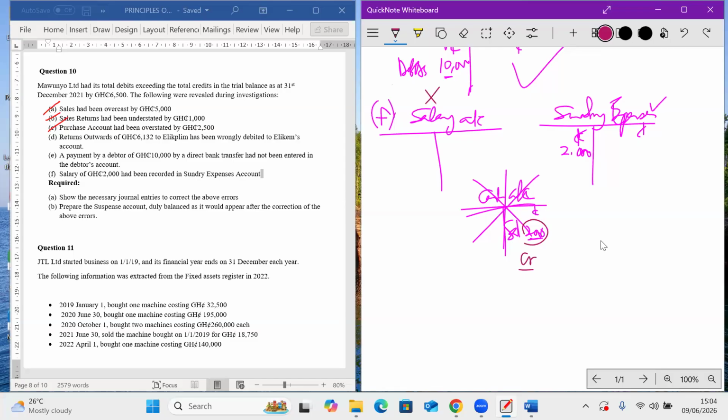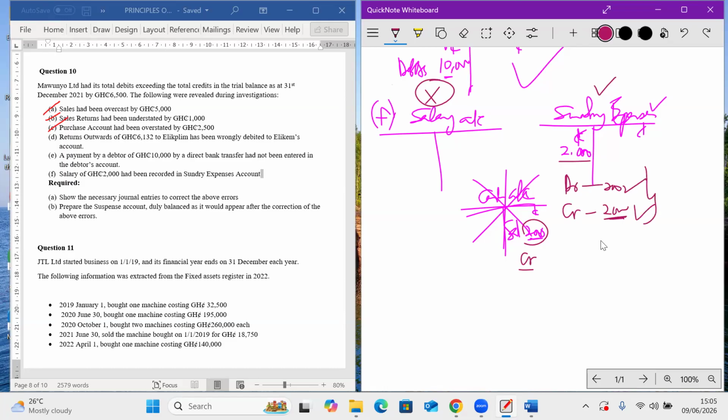Was it in salary? No. Where did they record it? Sundry expenses. Which side of the account did they record in sundry expenses? The debit side. How much? 2,000. Have we fulfilled double entry? Yes. Double entry says debit one account with an amount of money and credit another account with the same amount. So the credit side has 2,000, which is correct, and the debit side also has 2,000, which is correct. So double entry is done.